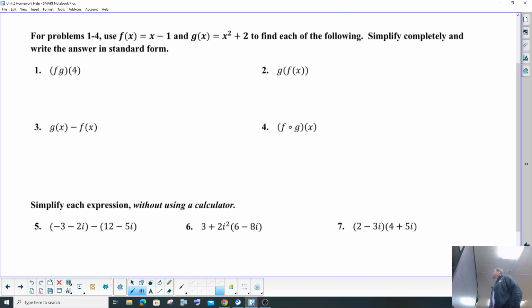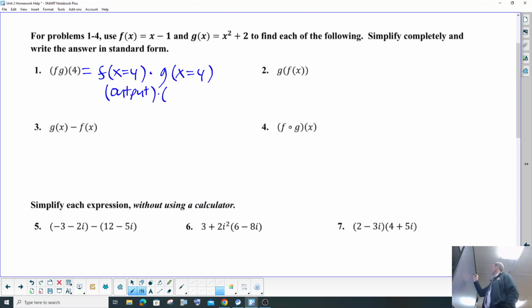Here we go. So this first one is actually (f·g)(4). It's kind of weird notation, but it's asking for f of x equals 4 times g of x equals 4. This is back in Unit 1. And so they're basically having us plug in 4 into both functions, and then multiply their outputs. So we got to multiply their outputs separately, carefully.